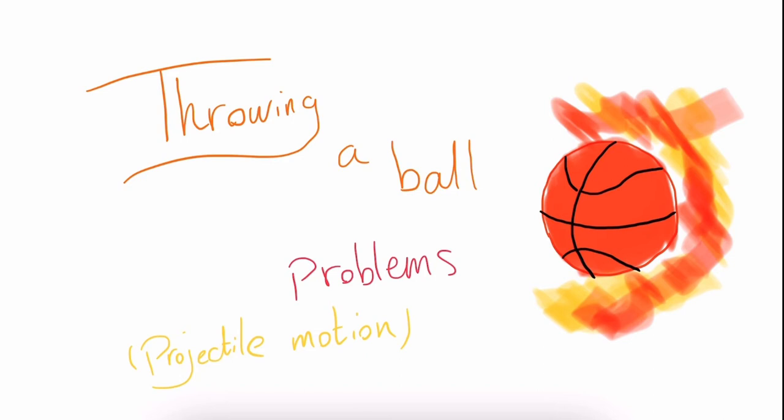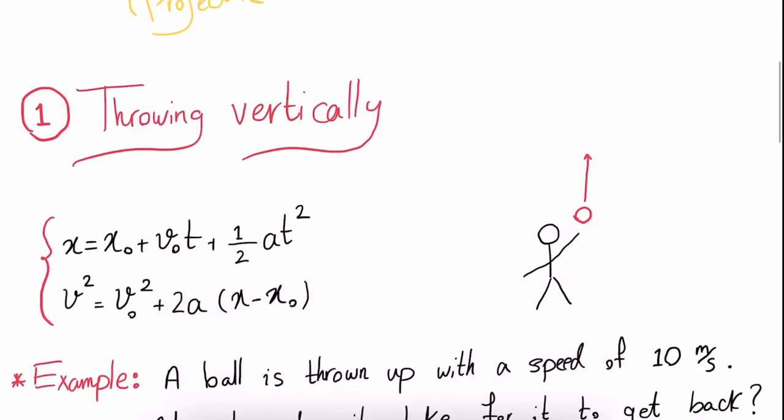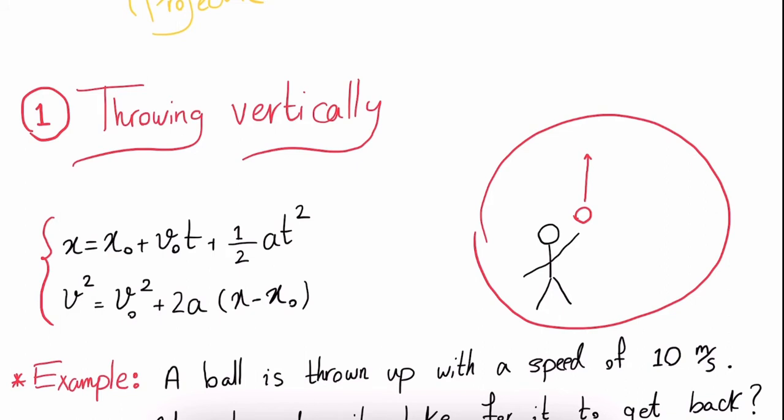I'm here today with a new video on a very common problem in physics, and that is throwing a ball, which is often known as projectile motion. So, the first type of these problems that we're going to examine is throwing a ball vertically into the air, just like the man who is standing here.